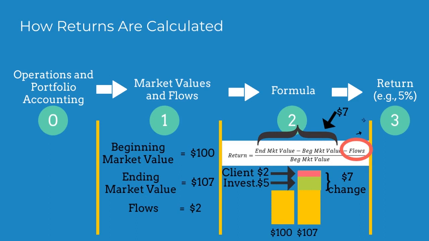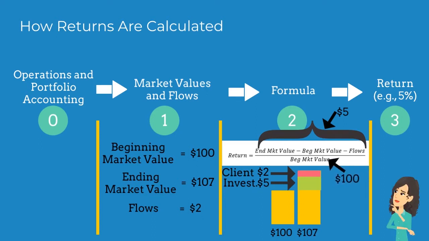So when we remove the $2 flow from the $7 change in market value, we get a gain of $5. That means that REMI Investments made $5 on $100. So what was REMI Investments' return? That's right, it was a 5% return, not a 7% return.